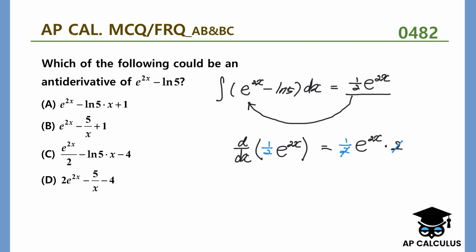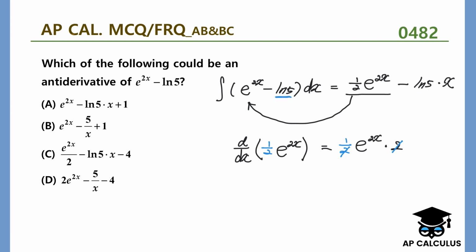Here we have natural log 5. That's constant, right? So antiderivative of natural log 5 is natural log 5 times x, right? The derivative of this expression right here, this is constant, right? So derivative of this is just equal to natural log 5.